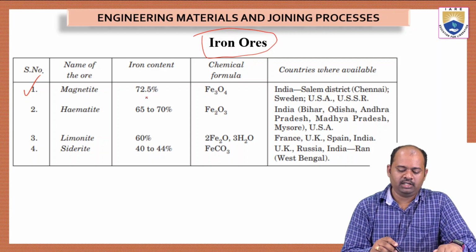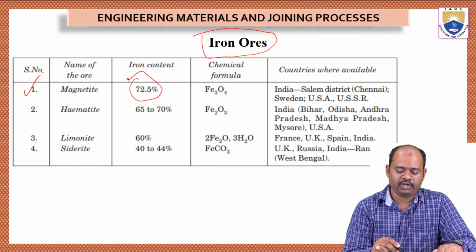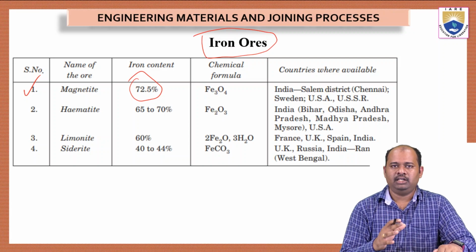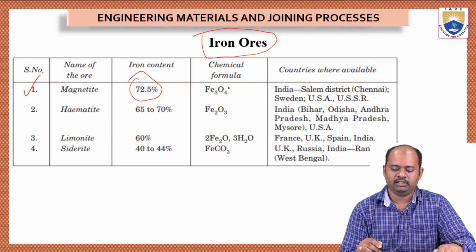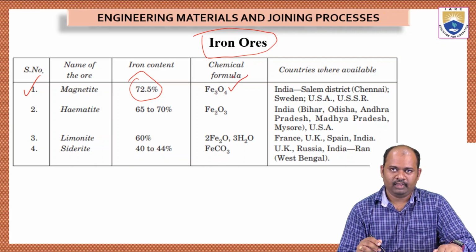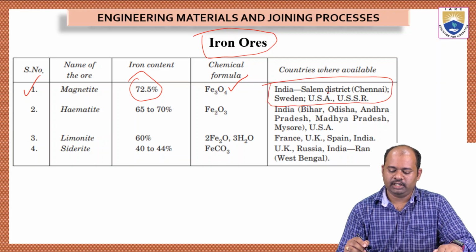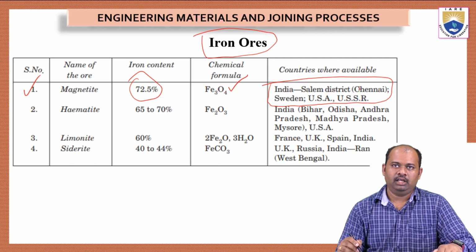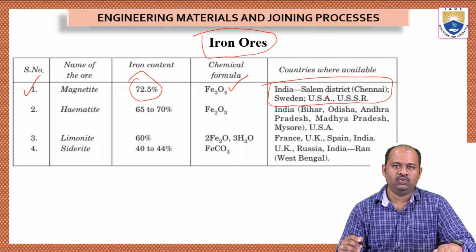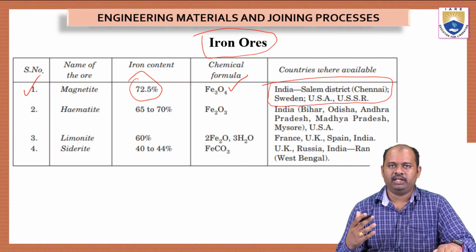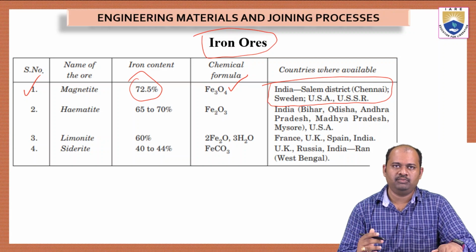Now the first one is magnetite. It contains 72.5% of iron, the highest iron content present in any iron ore. Its chemical formula is Fe3O4, and it is mostly available in India, in Salem district near Chennai, and in some parts of Sweden, USA and USSR. So in these countries also, they can find magnetite. Magnetite is very useful in most applications because it contains more iron content.